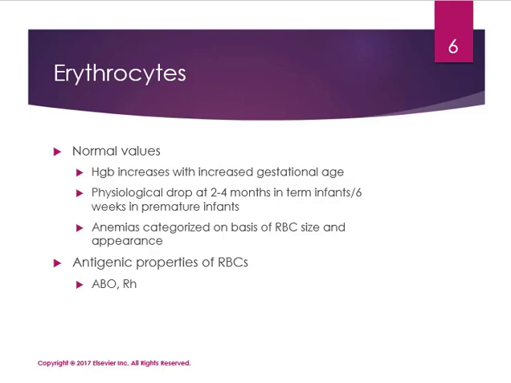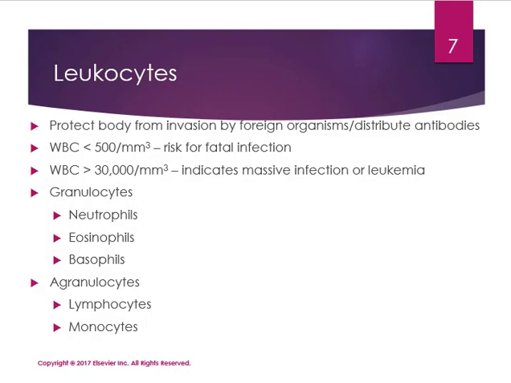So let's move on to the leukocytes. We know that those are the white cells that protect the body from invasion by foreign organisms and distribute antibodies. As with adults, we know that white cells that are too low raise your risk for infection, and this can be fatal. And we know that white cells that are too high indicate massive infection or leukemia.